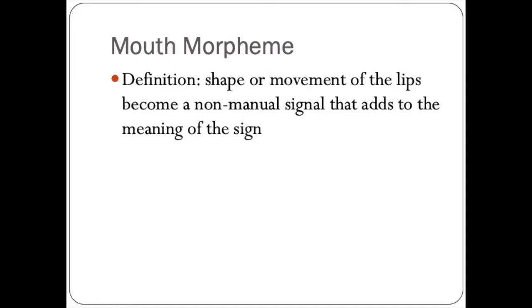Because we can do several things at the same time, and this is a perfect example of what I'm talking about. All right, so specifically a mouth morpheme is the shape or movement of the lips that becomes a non-manual signal that adds to the meaning of a sign. So this isn't when a deaf person just sort of talks along with their signing or anything like that. This has specific meaning to it. It's not just, oh, they're mouthing along with their signs.